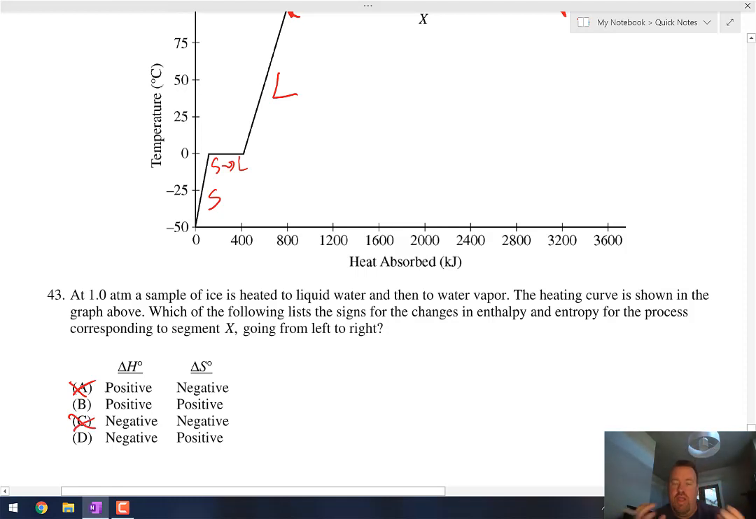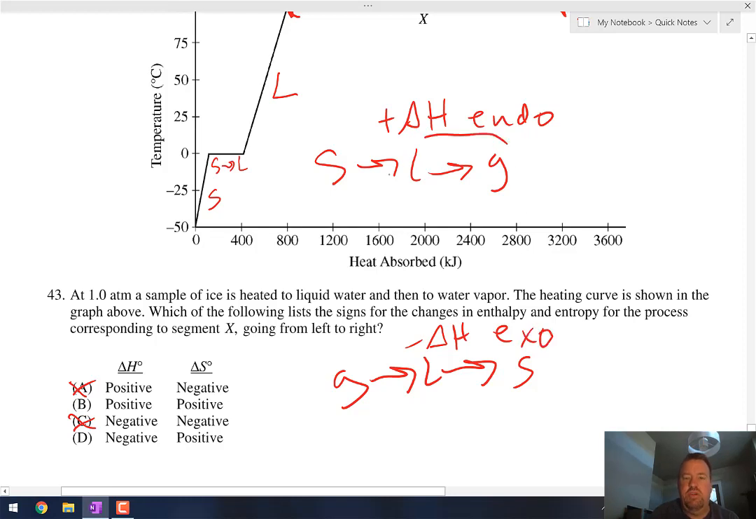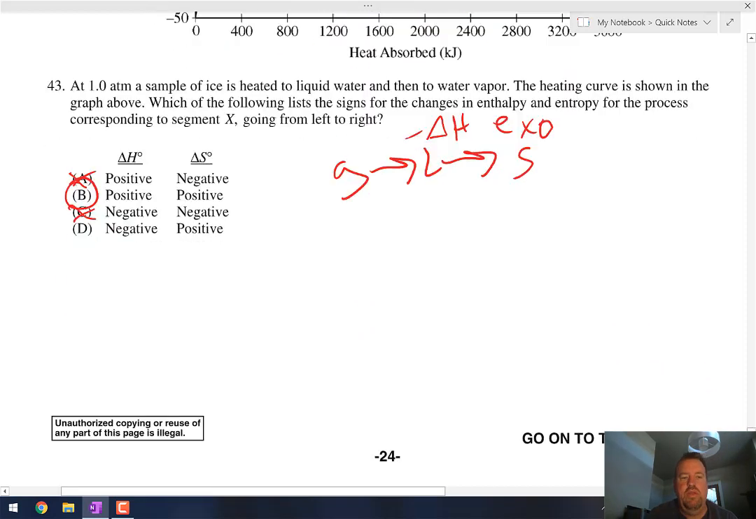Now, in order to break those attractions between the water molecules, it requires energy to do that. And remember, anytime you go solid to liquid, liquid to gas, that's always a positive delta H. That's an endothermic process. Anytime you go in the opposite direction, gas to liquid or liquid to solid, that's a negative delta H. That's an exothermic process. So in this case, you're going from a liquid to a gas. That's a positive delta H. The correct answer is B.